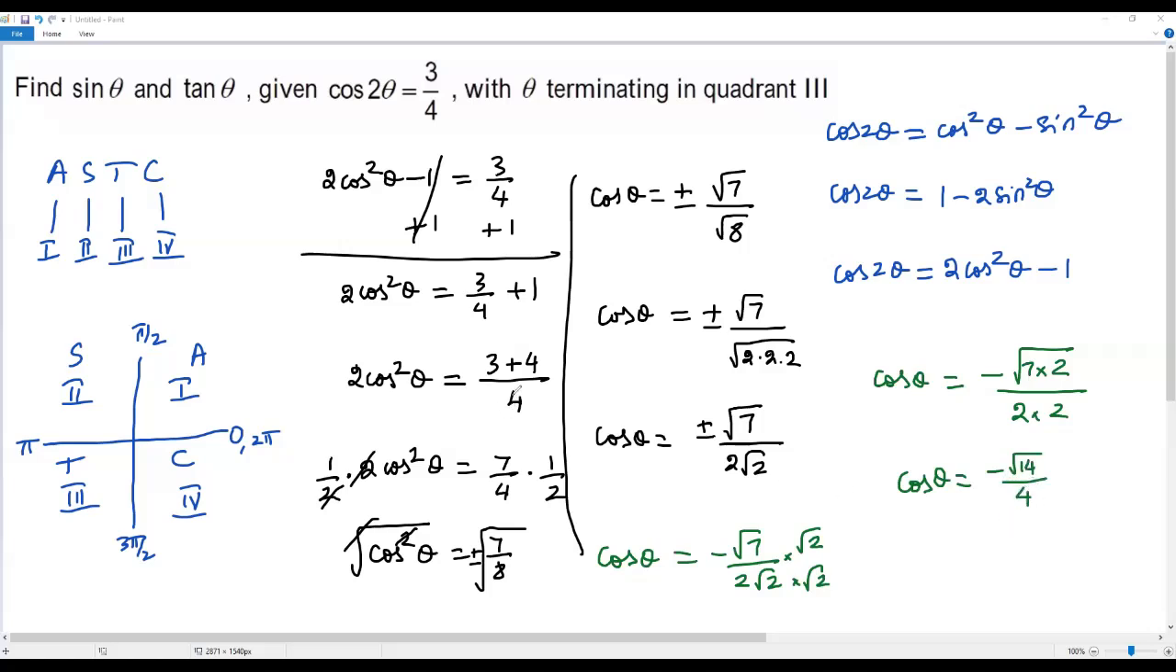Okay, so now I got the value of cosine theta. Actually, our ultimate aim is to find the value of tangent theta. Already we got the value of sine theta. Now I got the value of cosine theta. So using the value of sine theta and cosine theta, I'm going to find the value of tangent theta according to the question. Okay, let me do it in the next part.